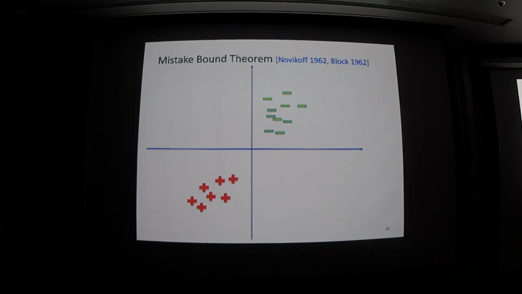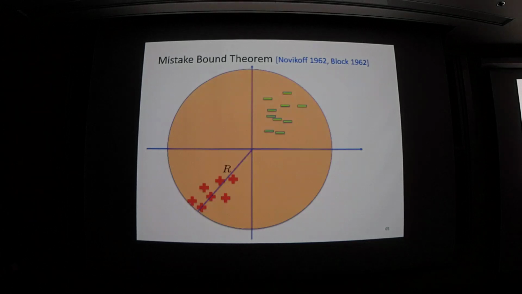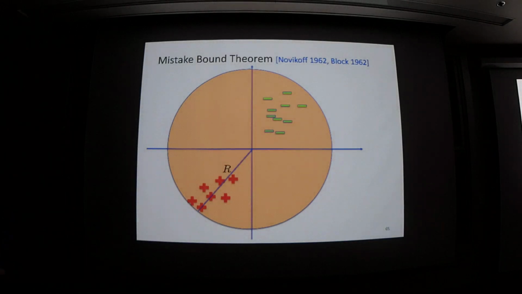So we can analyze it through some geometric interpretation, right? Suppose this is our data set, with positive examples and negative examples. First, to estimate the most number of mistakes, or the most number of updates to train a perceptron, we're going to find the upper bound for the length of vectors, R.